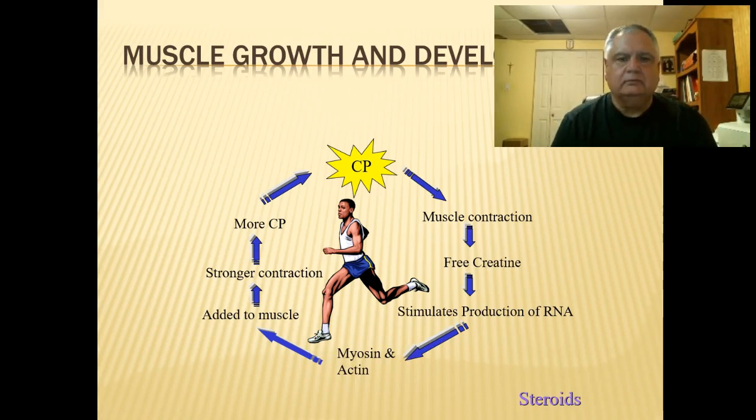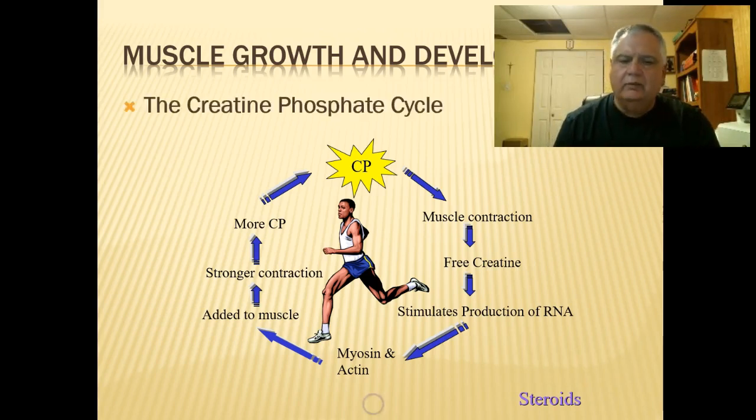So as it occurs, more and more actin and myosin are being added to the muscle fiber. This is why, for example, in youngsters, play is essential. Because what does play do? Play causes muscle contractions, burns up ATP, results in the production of free creatine, and causes muscles to grow as actin and myosin are added to them. Now, by the way, this cycle that I just showed you is called the creatine phosphate cycle of muscle growth.